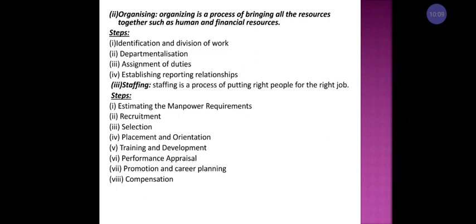And third function, that is staffing. Staffing is the process of putting the right people in the right job. I already explained with an example. Mr. Kiran has organized all the resources in the organization. After that, for the mission he requires operators, that is workers. The function in which he appoints the workers is staffing. That means putting the right people in the right job.